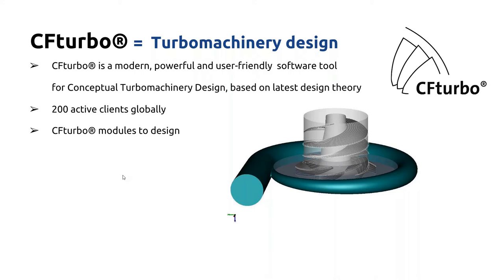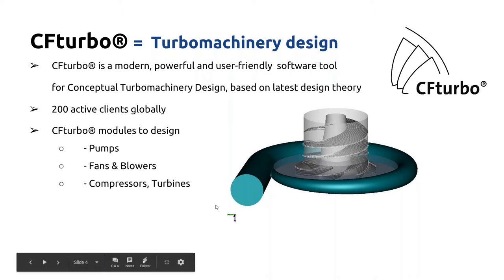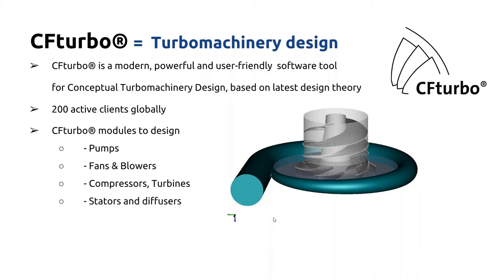And we offer CFturbo, which can be used with different models that have been implemented to design pumps, both radial as well as axial, fans and blowers, again radial and axial, compressors, turbines, and of course the other components which are necessary to complete the stage, which are stators and diffusers, plus the volutes.